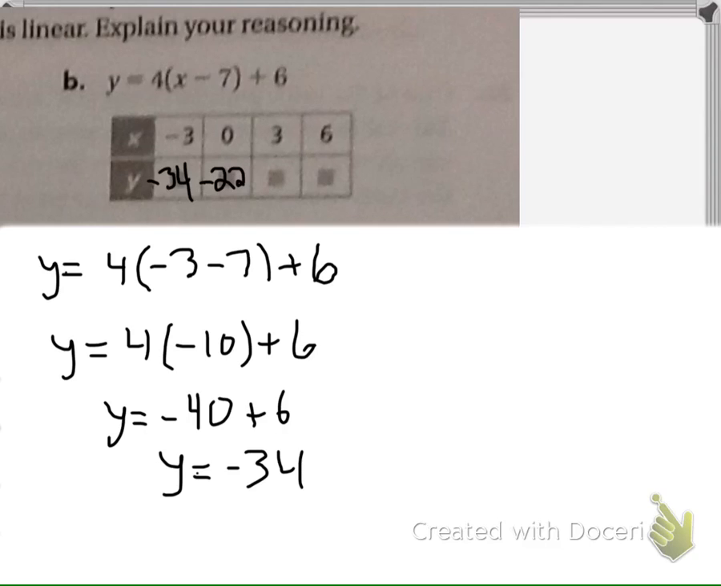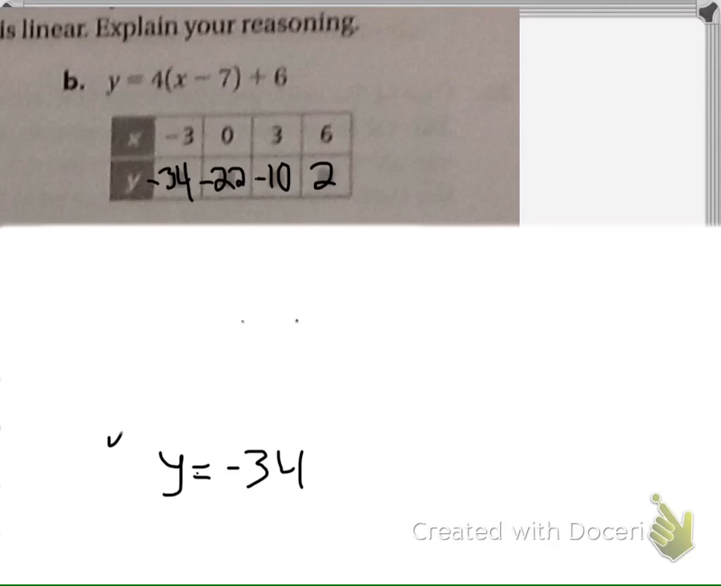Okay, and for 3, 3 minus 7 gives me -4. 4 times -4 is -16. Plus 6 is -10. And then when I plug 6 in for x, I get 2. So now I can see if it's linear or not.